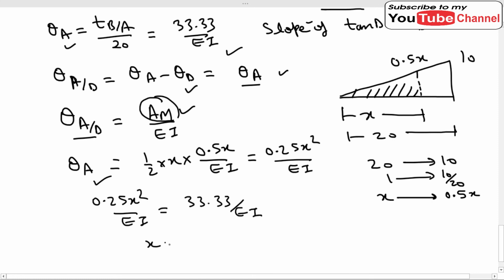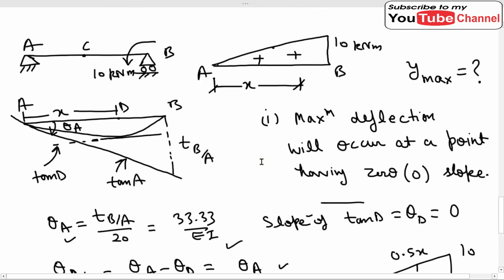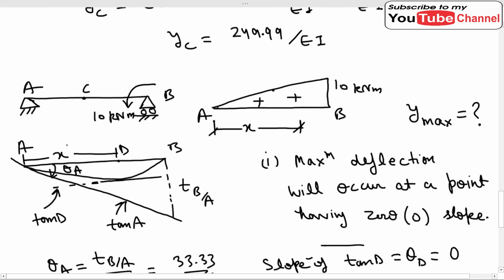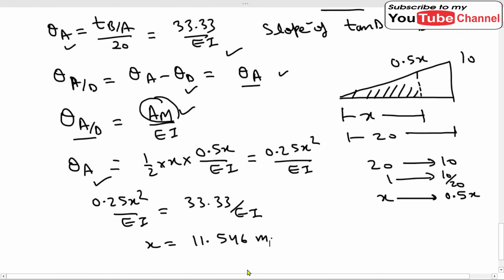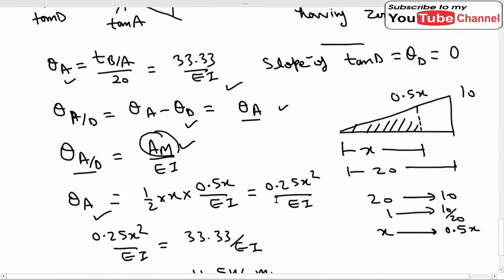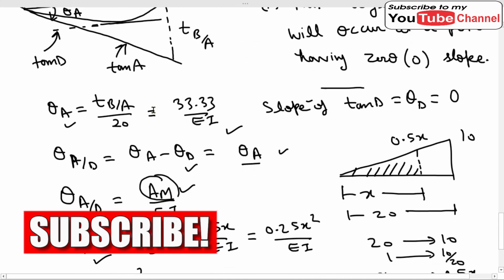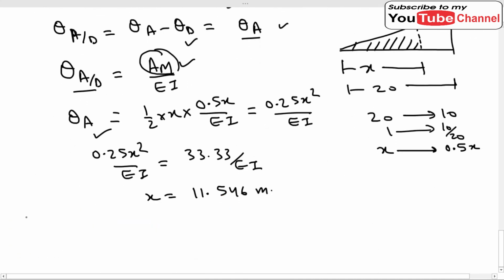So x will be equal to 11.546 meters. Okay, so we have found the value of x, which means that we have found the location of the point where the deflection is maximum. So the deflection is maximum at a distance of 11.546 meters from A. Now the other task is to find y t, or you can say y maximum.